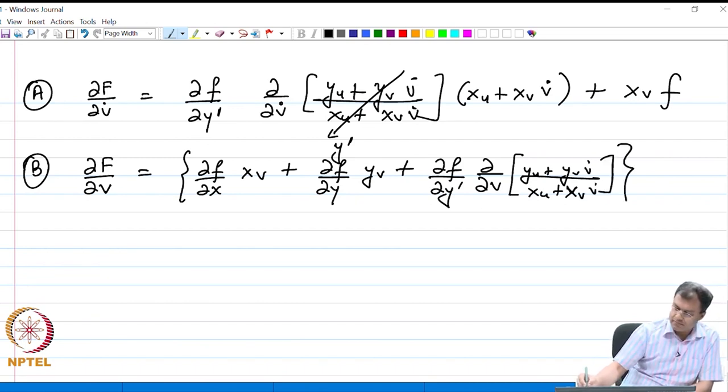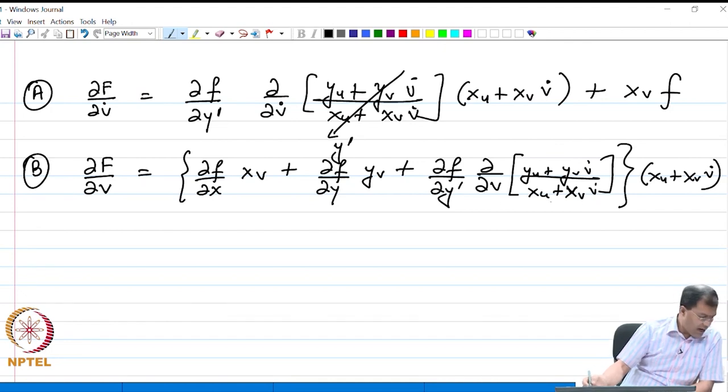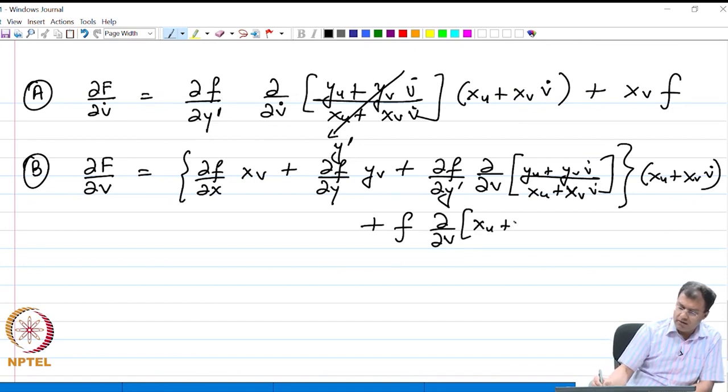Okay. Times x u plus x v v dot, right. So, that is the first term of the product rule, and then the second term of the product rule will be f times, we differentiate this quantity in the bracket with respect to v, we are going to get partial v of x u plus x v v dot, right. Okay. So, then all we have to do is to substitute these expressions given by a and b in.